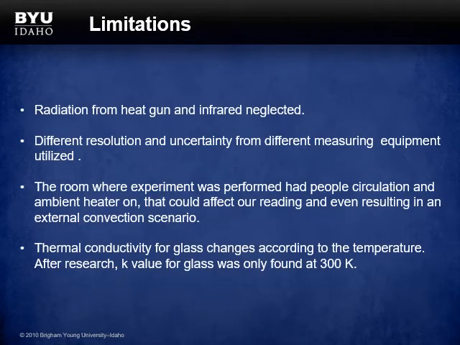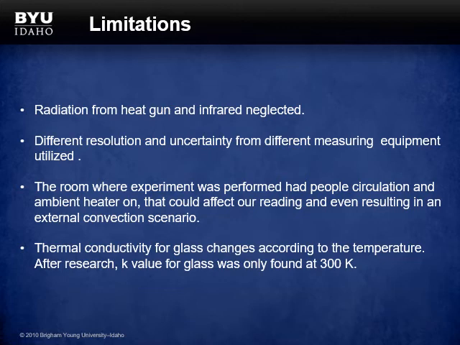In order to assist anyone who wants to replicate this experiment, it is important to inform some of the limitations. These limitations may be the reason that we have a difference between the theoretical and the experimental data. We neglected the radiation from the heat gun and from the infrared thermometer. We also did not consider the resolution and uncertainty from the different electronics we used. The room where the experiment was performed had people circulating all the time, and we had the ambient heater on.